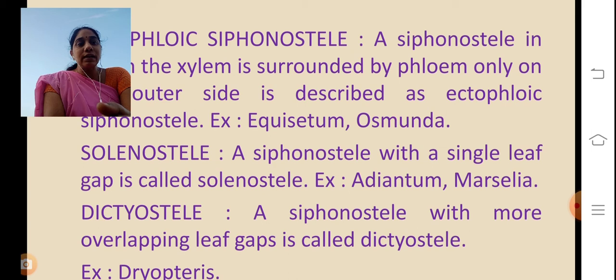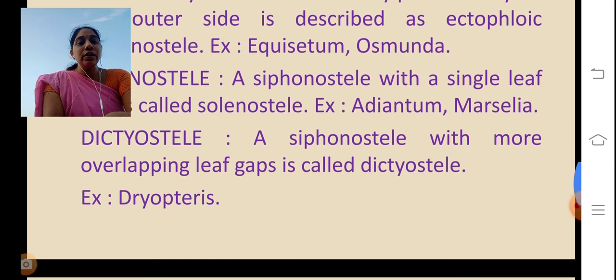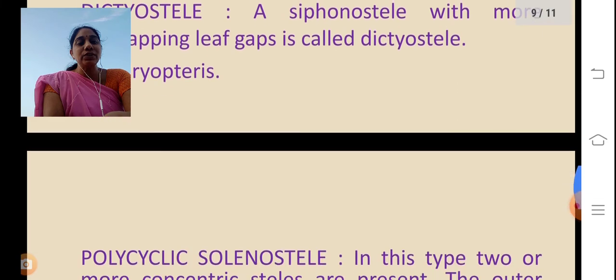So, where the leaves or branches are present, we can see this type of siphonostele. So, siphonostele with a single leaf gap. This is called as solenostele. We can see this in Adiantum and Marsilea. Another type is dictyostele. A siphonostele with more overlapping leaf gaps is called dictyostele. So, Dryopteris is having this type of dictyostele.